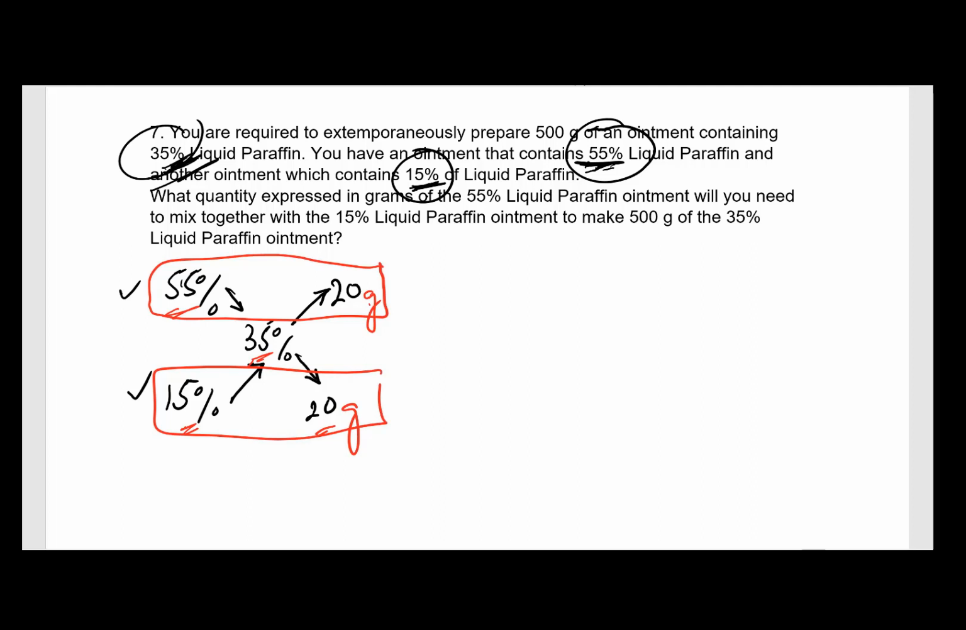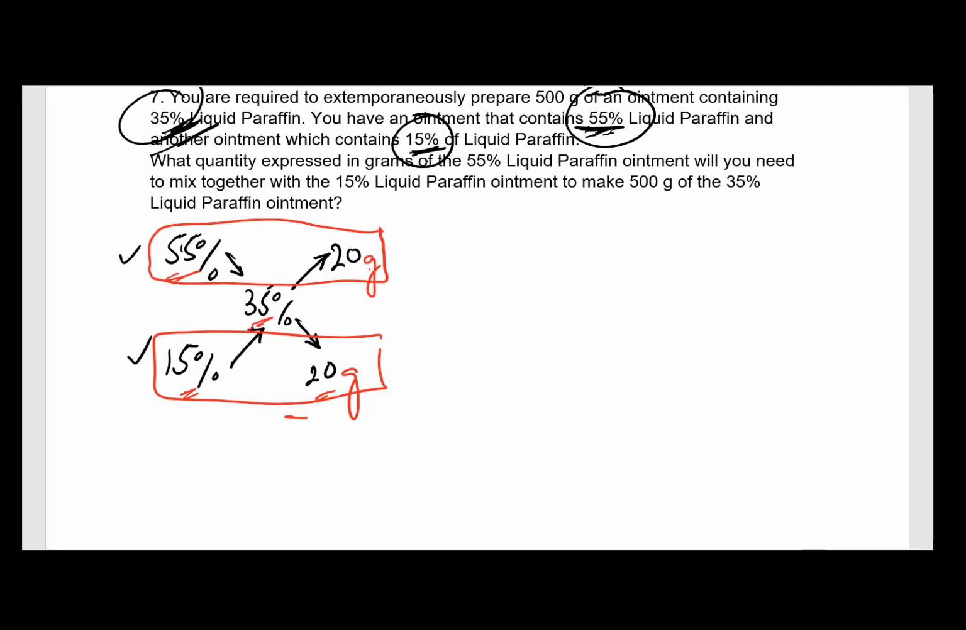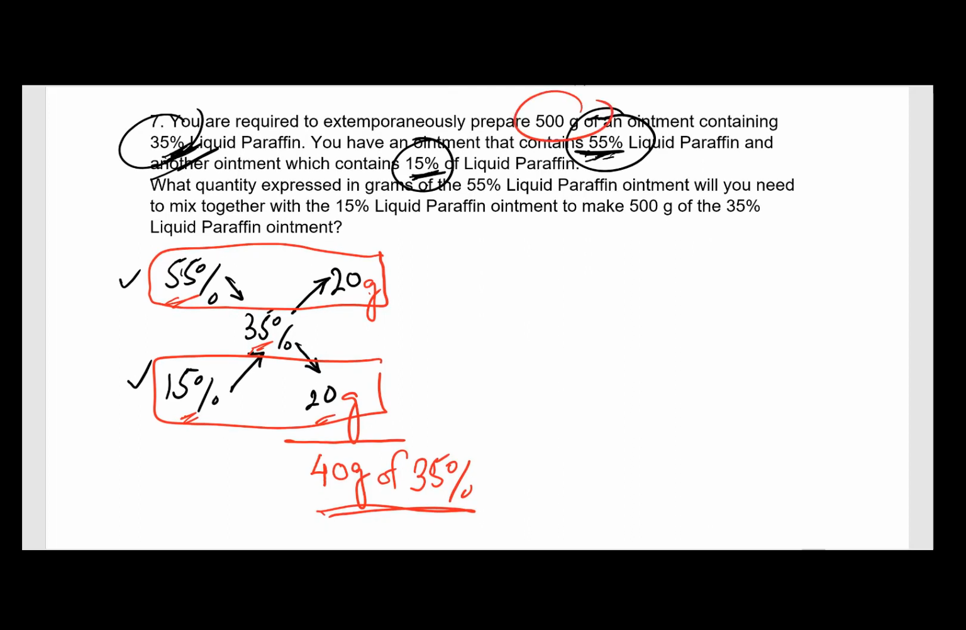Everybody with me so far? Yes? No? Okay, now but when I mix them, I will get 40 grams, right? I take 20 grams of 55% and I take 20 grams of 15%. In the end, I will get 40 grams of 35%. Right? Okay, let's take some time to get this absorbed. So when I mix 20 grams of 55% and 20 grams of 15%, I get 40 grams of 35%. But I have to make 500 grams of 35%.